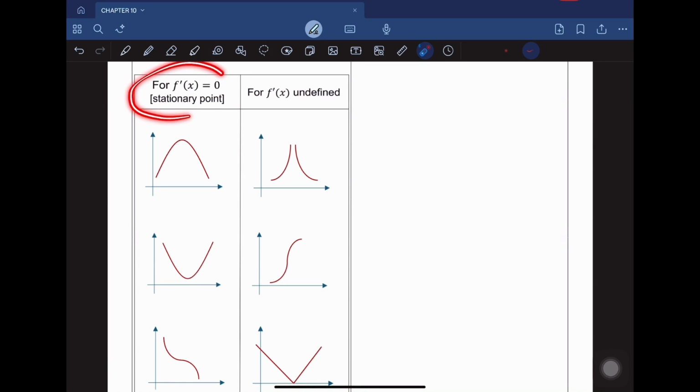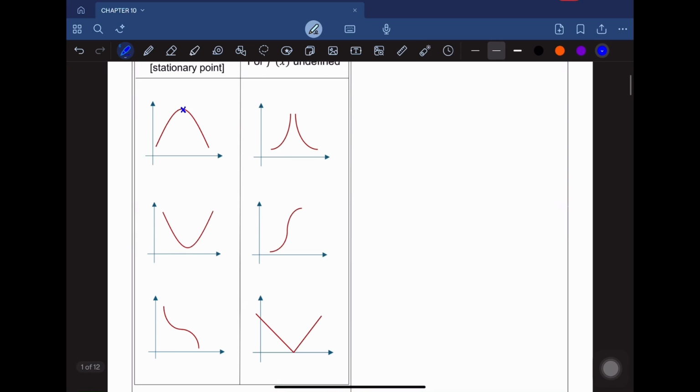First case, f prime x equal to 0, ataupun our gradient is equal to 0. So dekat mana point tu actually? For the first graph, point tu dekat sini. This is when your derivative is 0, tak ada kecerunan, the dy dx, the gradient is equal to 0. For the second graph it is here, and then the last one it is here.